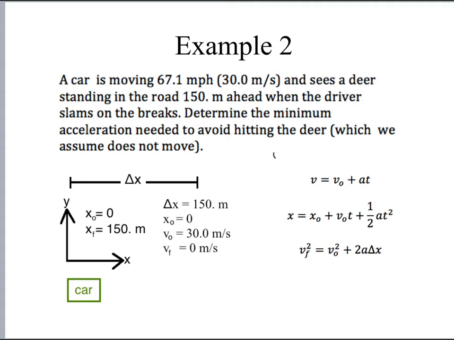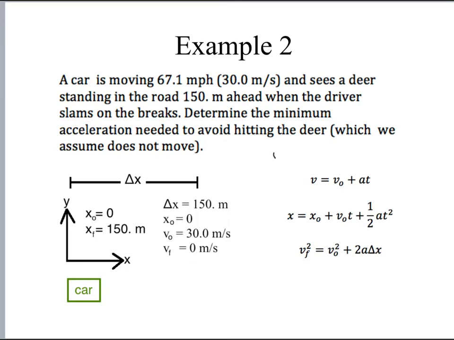And so we can, again, draw our picture. We have our car here, we have our coordinate system, and we know that the initial position is 0 meters, the final position is going to be 150 meters, so that's going to be our delta x. Our x naught we're going to define to be 0. V naught is 30 meters per second, that's what's given in the problem, and we know that V final is 0 because it stops.